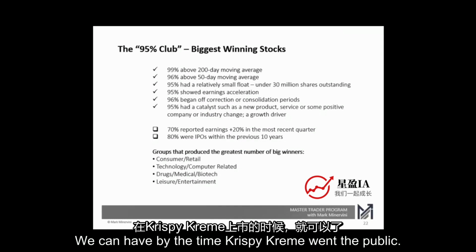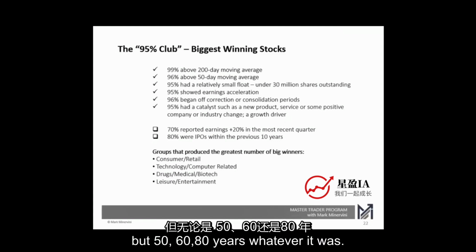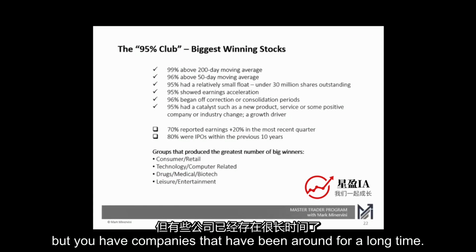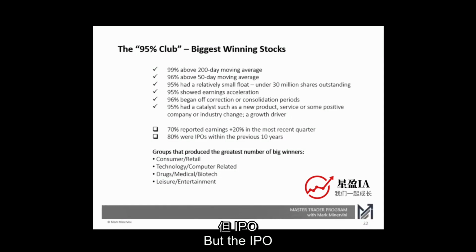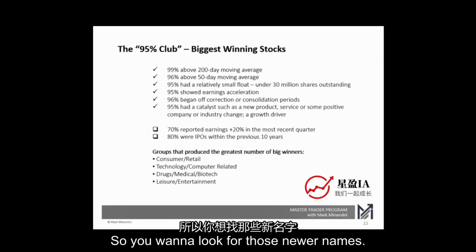By the time Krispy Kreme went public, it had been around for, I don't know how many years prior, 50, 60, 80 years, whatever it was. But you have companies that have been around for a long time, yet the IPO, I'm talking about the life of it being public, is within 8 to 10 years. So you want to look for those newer names.